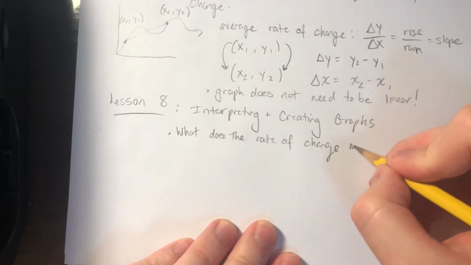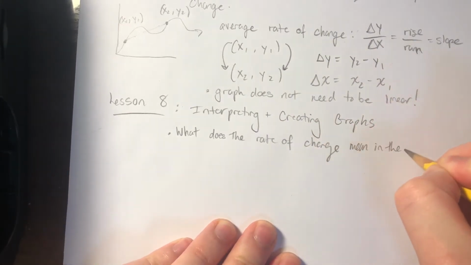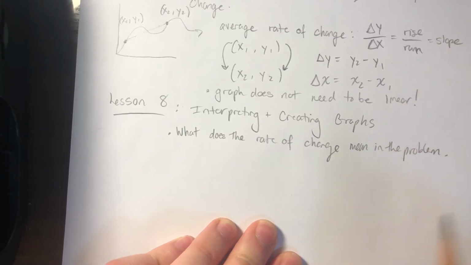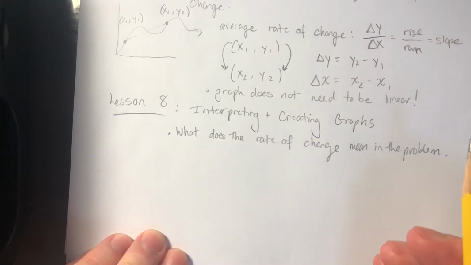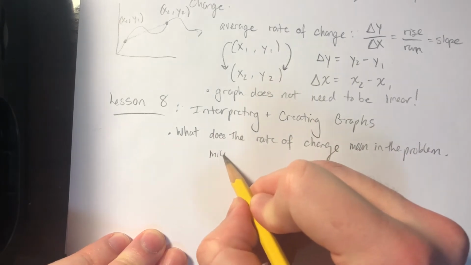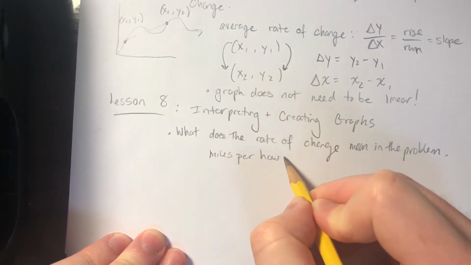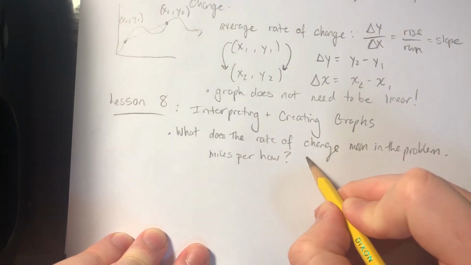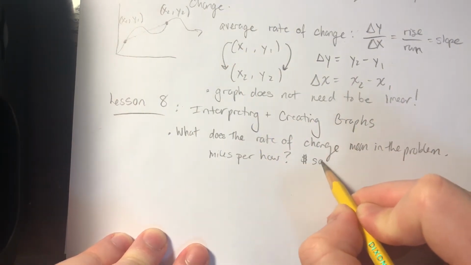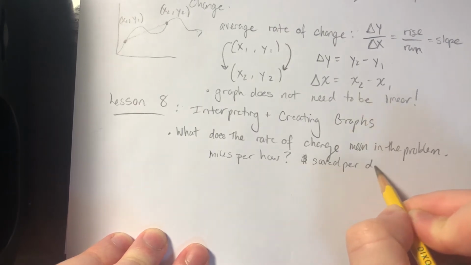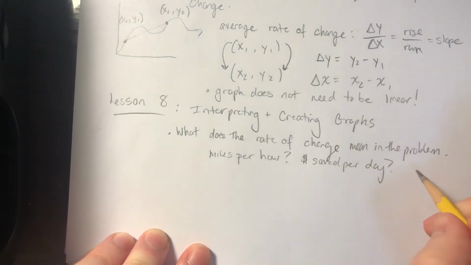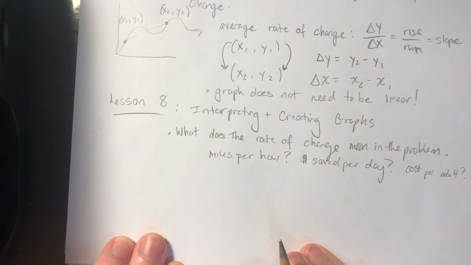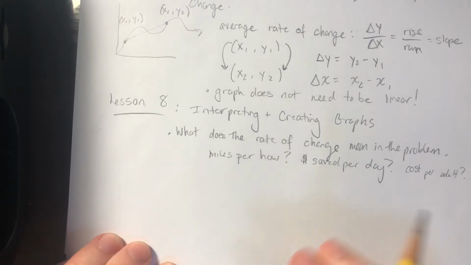Okay, so for this one, what does the rate of change mean in the problem? So for this, you have to interpret what your x and y values are. Am I talking about miles per hour? Am I talking about, like in this problem, my example, money saved per day, the cost of a ticket per adult? Could be anything. It depends on what the x and y are labeled in the problem. So you're going to have to be able to interpret that.